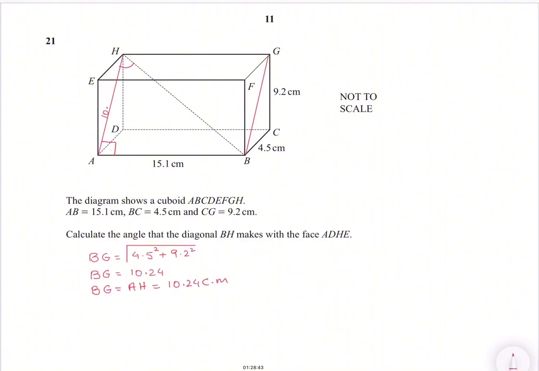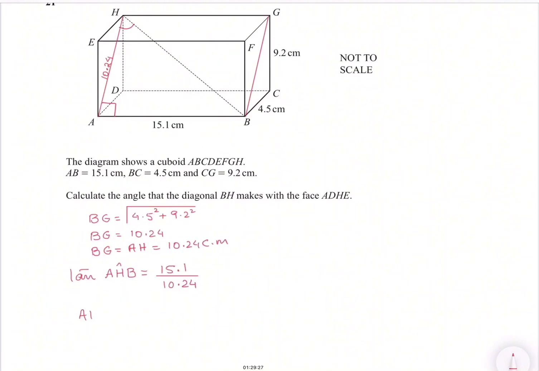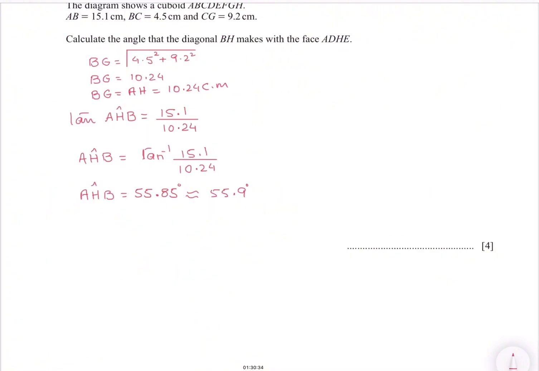So 90 degrees would be at A, and the angle AHB can be found out with the help of tan theta. So tan AHB would be opposite over adjacent. And here we go. So our angle AHB, which is required, would be 55.85.